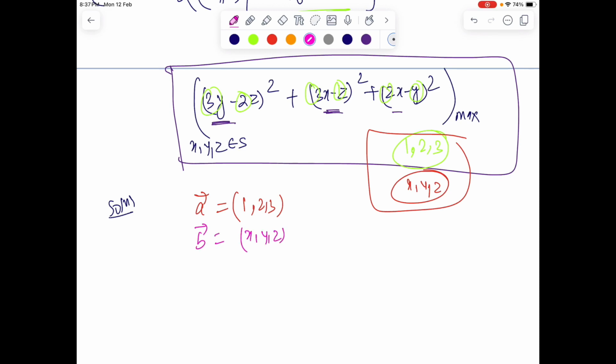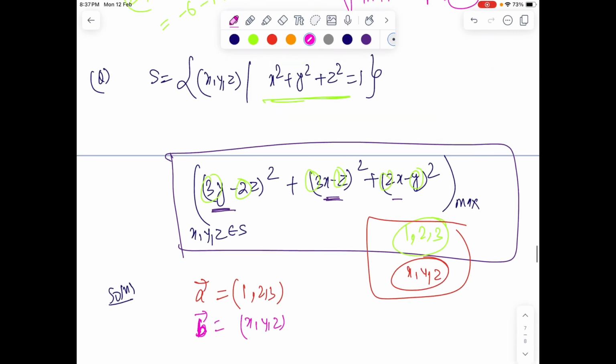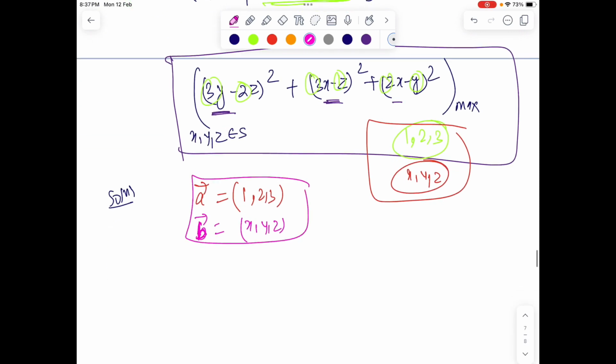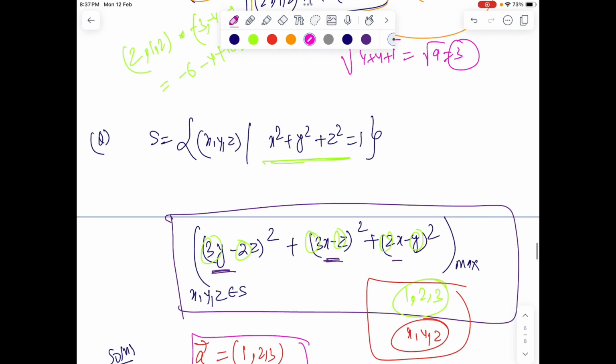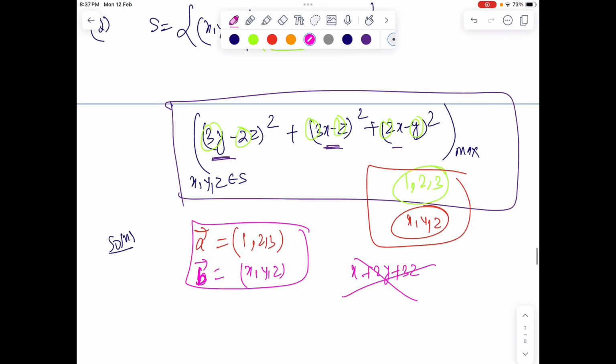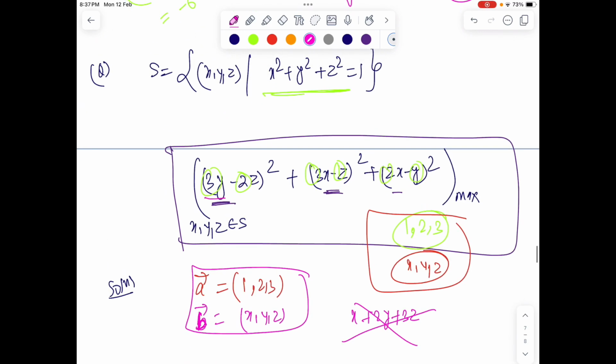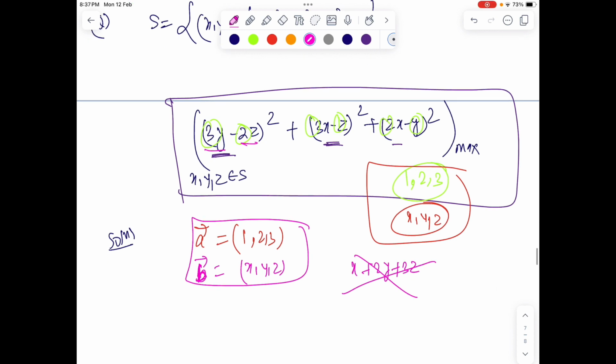So in this case, let's say I define a as 1, 2, 3 and some b vector as x, y, z. Of course, b is variable, a is fixed. I should not use this notation, but okay, fine. Now clearly a dot b is going to give you x plus 2y plus 3z, and that's nowhere in the question, neither in the options.